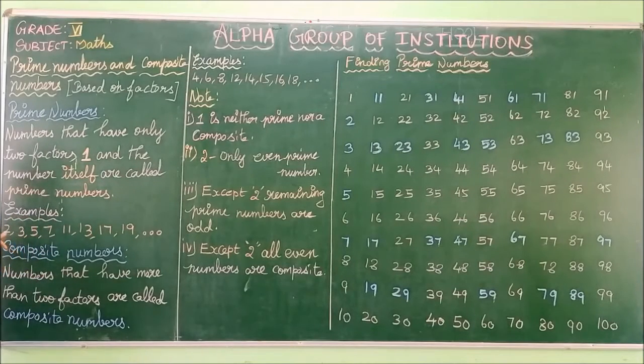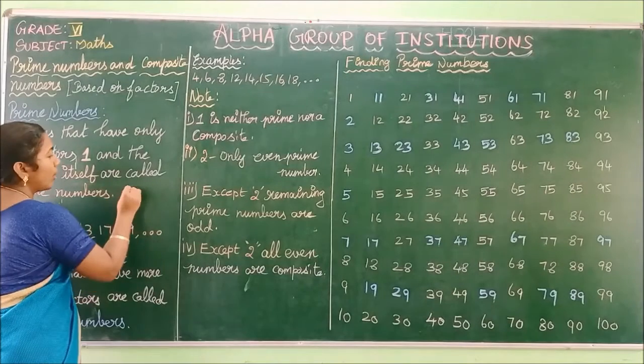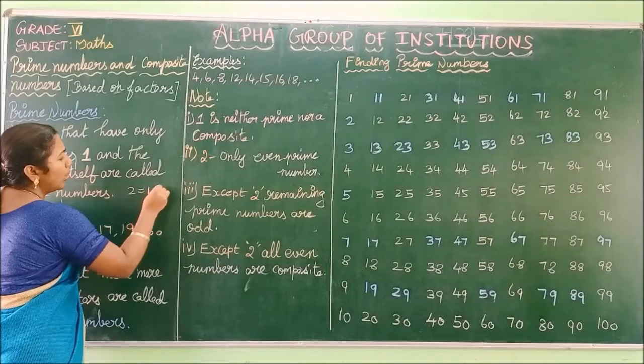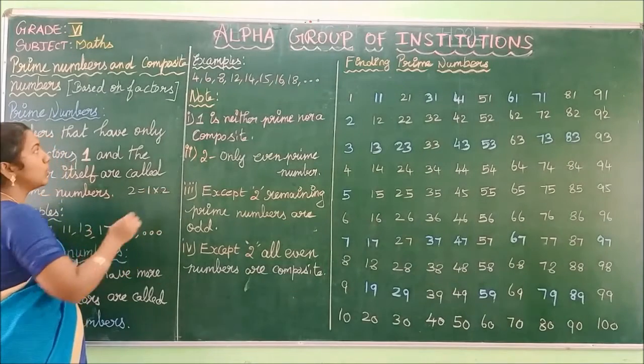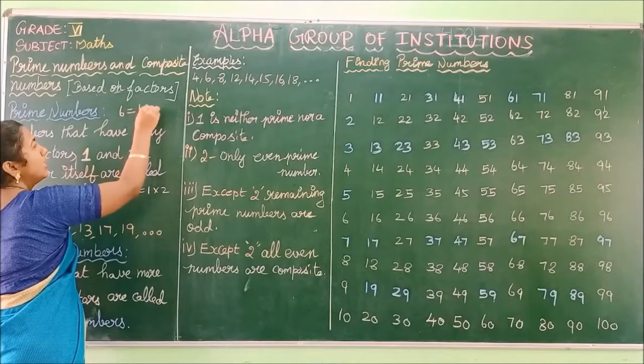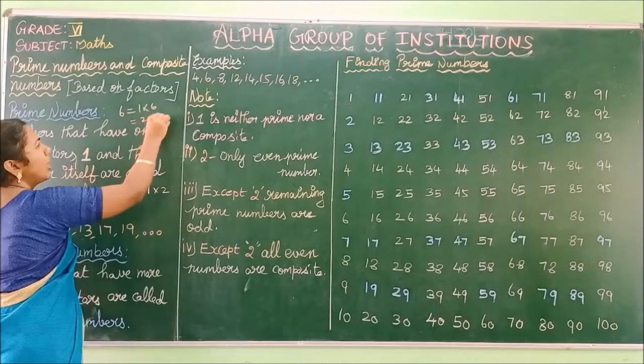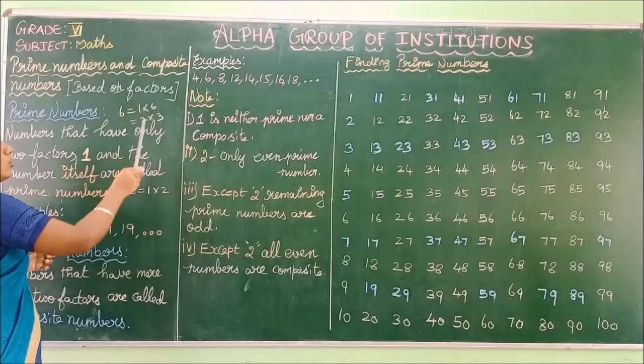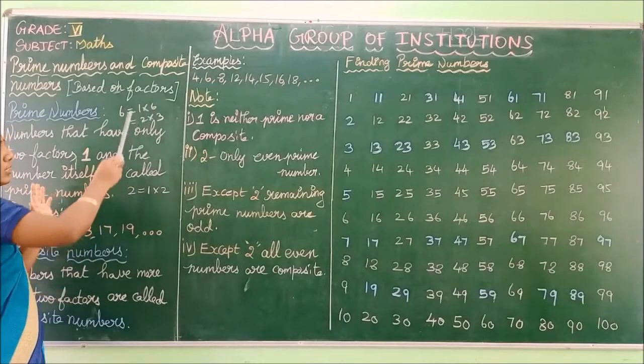See here, what are the prime numbers? 2, 3, 5, 7, 11, 13, 17, 19, etc. It goes on. You can't write 2, 3, 5, 7, 11, 13 as a product of some other numbers except the trivial ones. That is, you can write 2 as 1 into 2 only. Suppose you take 6, you can write 6 as 1 into 6 as well as 2 into 3. So you can say 1, 2, 3, 6 are the factors of 6.